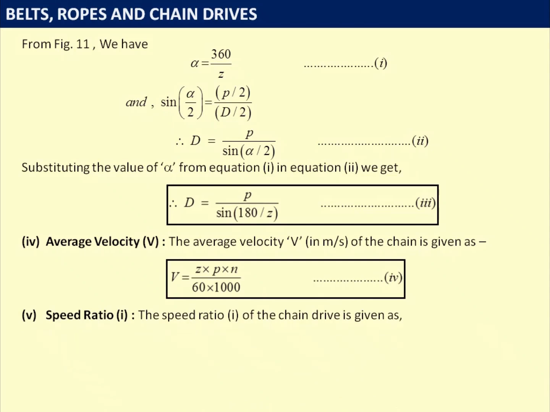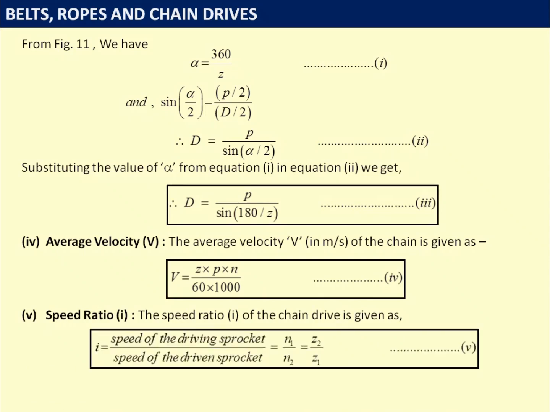Speed ratio I. The speed ratio I of the chain drive is given as equal to speed of the driving sprocket upon speed of the driven sprocket, that is equal to N1 upon N2, that is equal to Z2 upon Z1. So let us consider this as equation number 5, where Z1 and Z2 are number of teeth on driving and driven sprocket respectively.